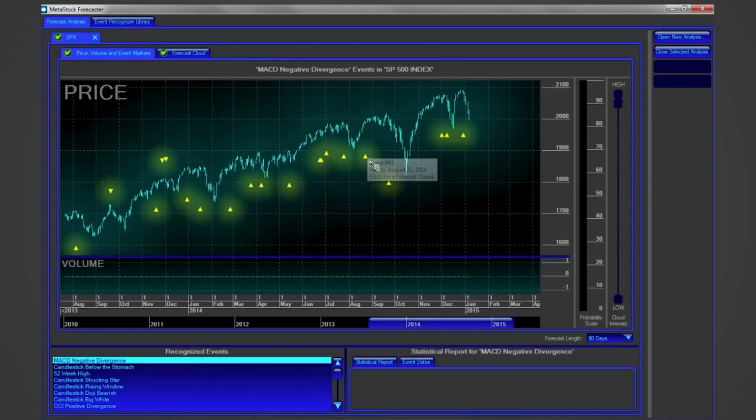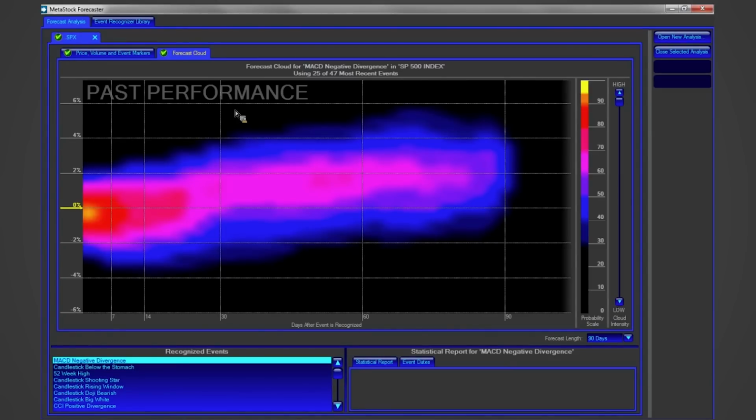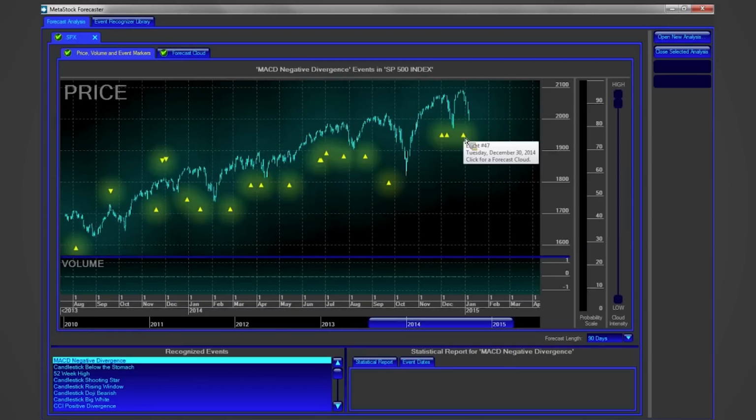Did it go up? And then it analyzes those and runs statistical analysis on those, and then gives us what's called a forecast cloud. This forecast cloud helps us understand what price does after that event happens. We're still looking at the MACD negative divergence here, but we're saying, from this event right here on December 30th, where does price tend to go after that happens?